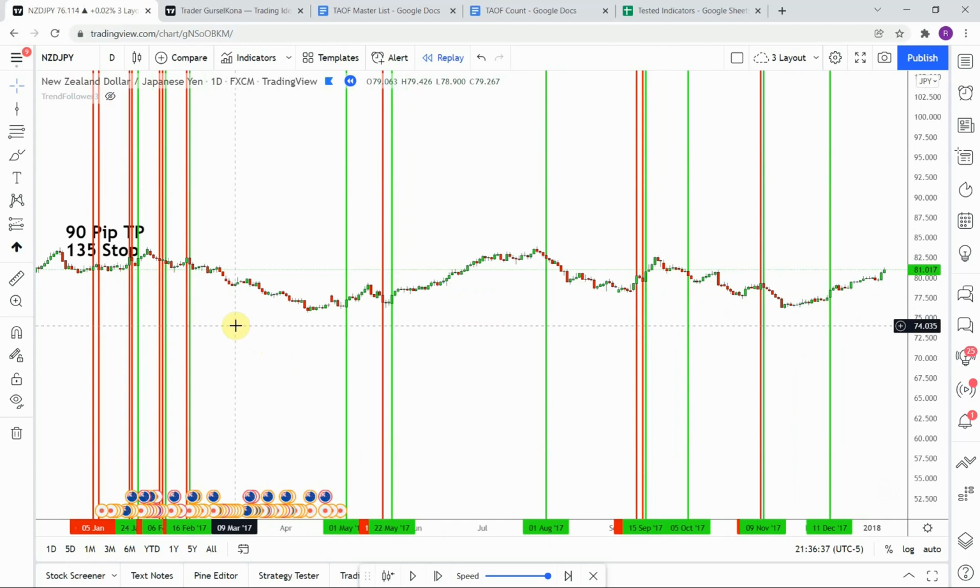So I expected a little bit better out of this indicator. It looked like it was going to do a little bit better, but once we put it to the test, that wasn't quite the case. So this one is going to go on the no list, and we will move on to the next indicator from here.